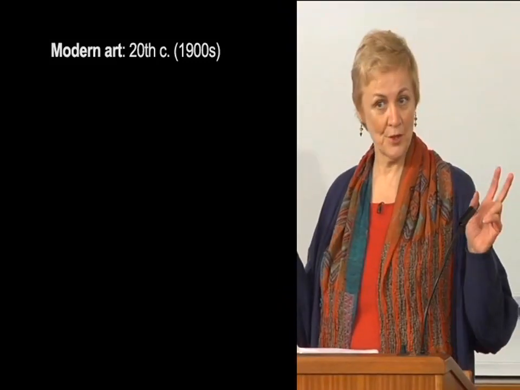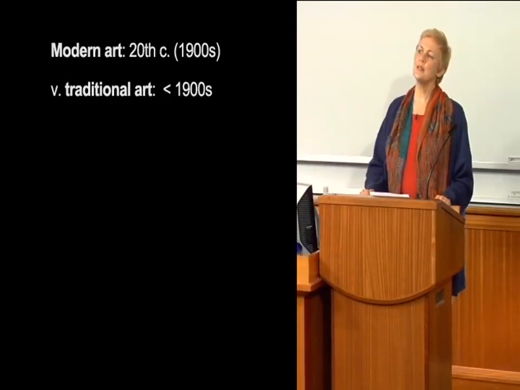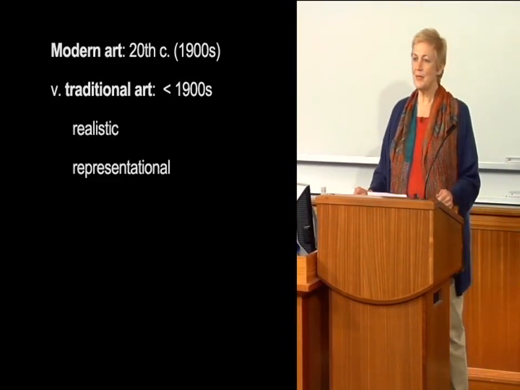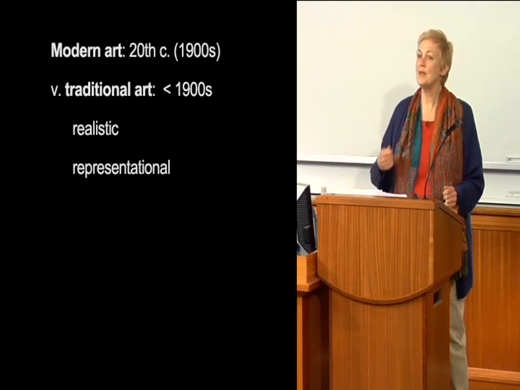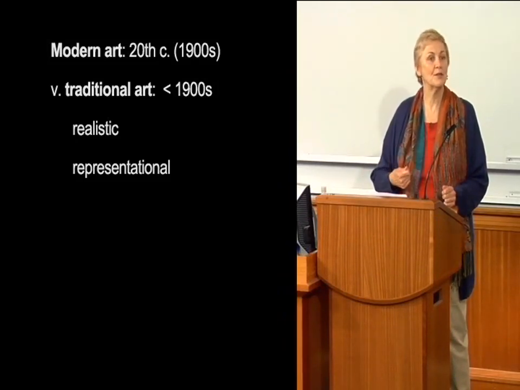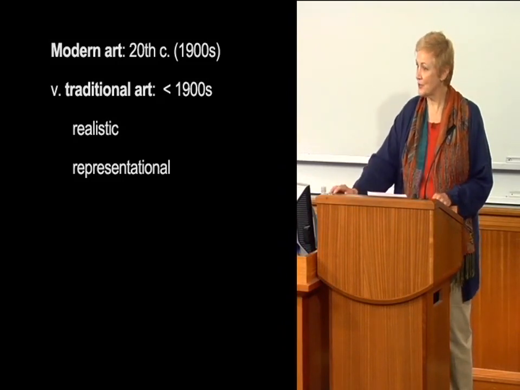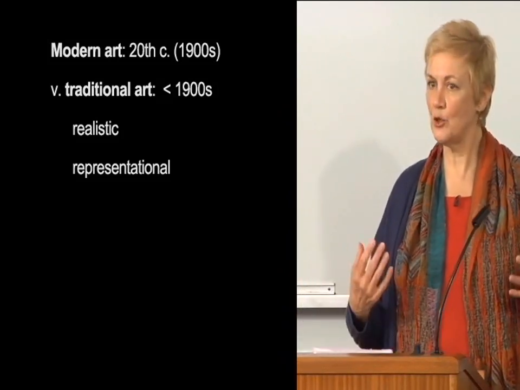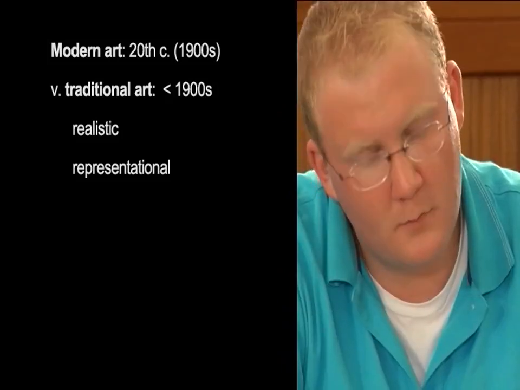To many art historians, modern art means the new kinds of art that were created in the 20th century, in the 1900s, right? Before 1900, most artists created what we call traditional art. Traditional art is both realistic and representational. Representational means that it represents something from the real world, like a person, an object, or a scene in nature. Traditional art also looks realistic. It looks like the person or thing that it represents.